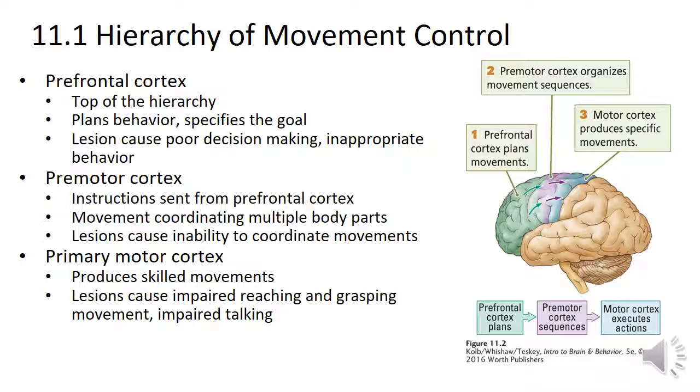The next region, this purple region, is the premotor cortex, and this receives instructions from the prefrontal cortex and then coordinates the movement between multiple body parts, and lesions predictably cause an inability to coordinate body movements. Finally, there's the primary motor cortex, which integrates this information to produce skilled movements. Lesions to the primary motor cortex cause impaired reaching and grasping movements, impaired talking.